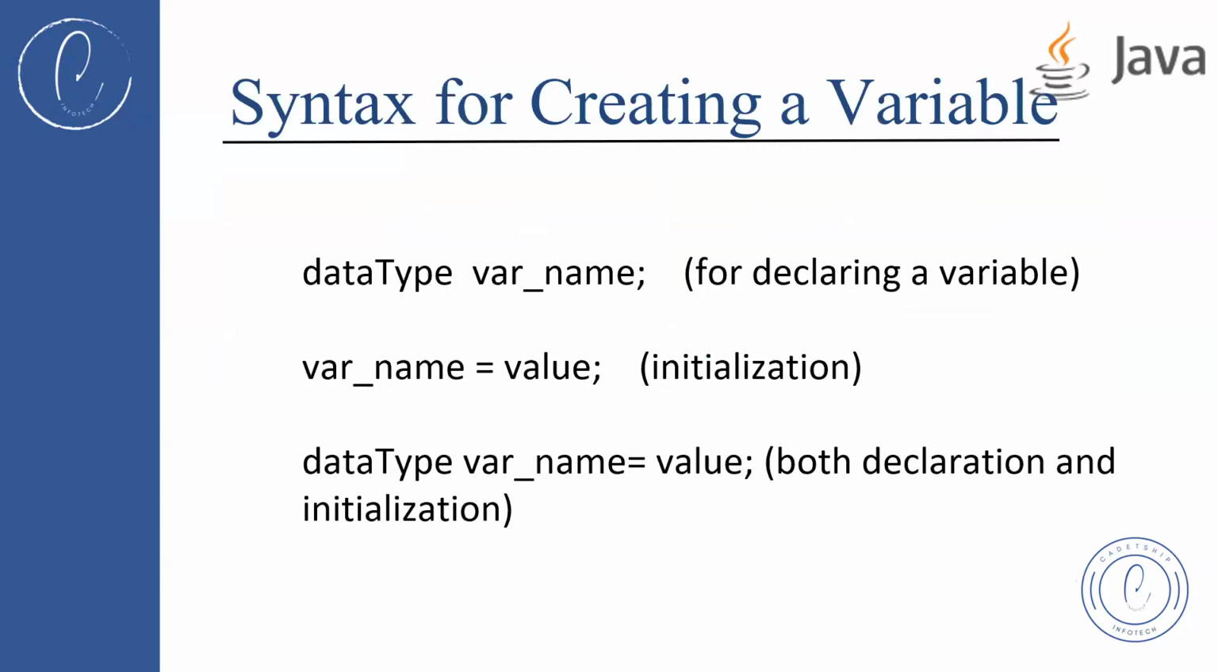So first we will learn, as I told you in NetBeans, how to create a variable. So data type and variable name. This is the syntax for declaring a variable. And if we have declared a variable, we can then initialize it by giving it a value. We can also use another syntax, that is data type, variable name, and then giving it a value. This is both declaration and initialization at a single time.